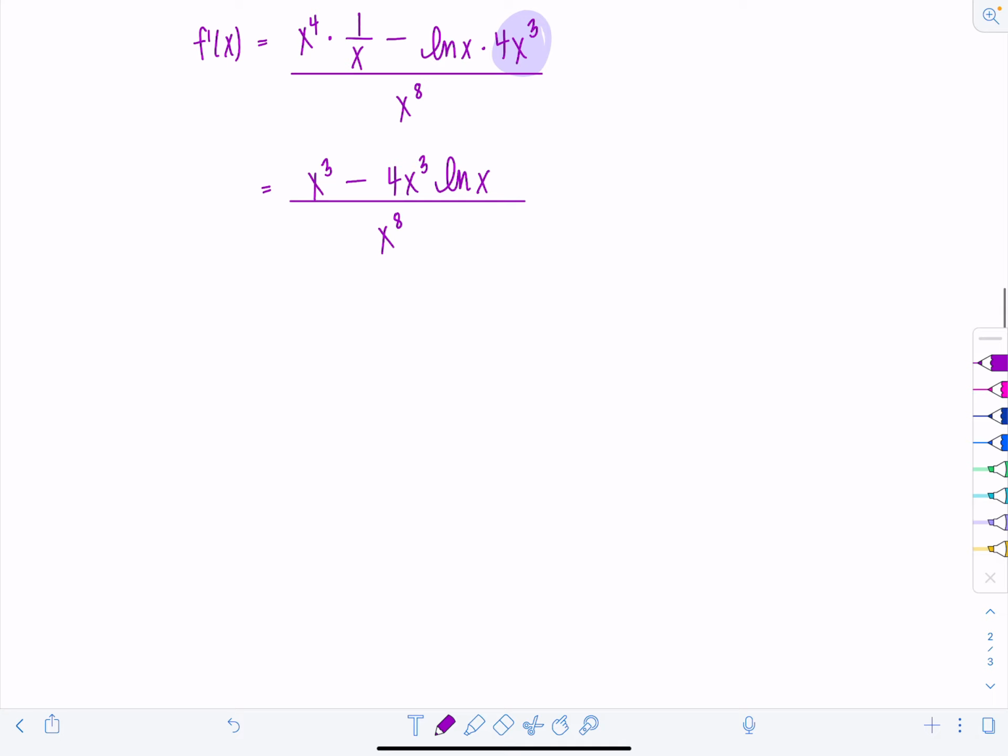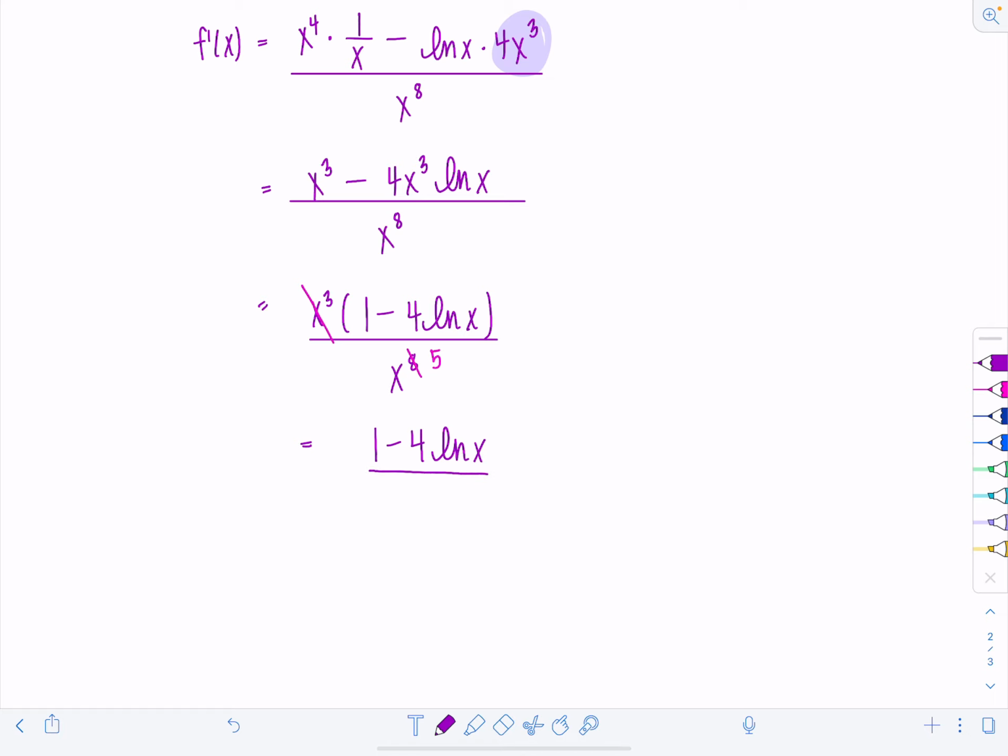And then we can simplify this because I can factor out an x cubed. And then I have 1 minus 4 natural log of x over x to the 8th. And voila, the x cubed cancels. This is now a 5. So we have 1 minus 4 times the natural log of x over x to the 5th. That one was easier than the last problem, huh? To get it nice and cleaned up, don't you think?